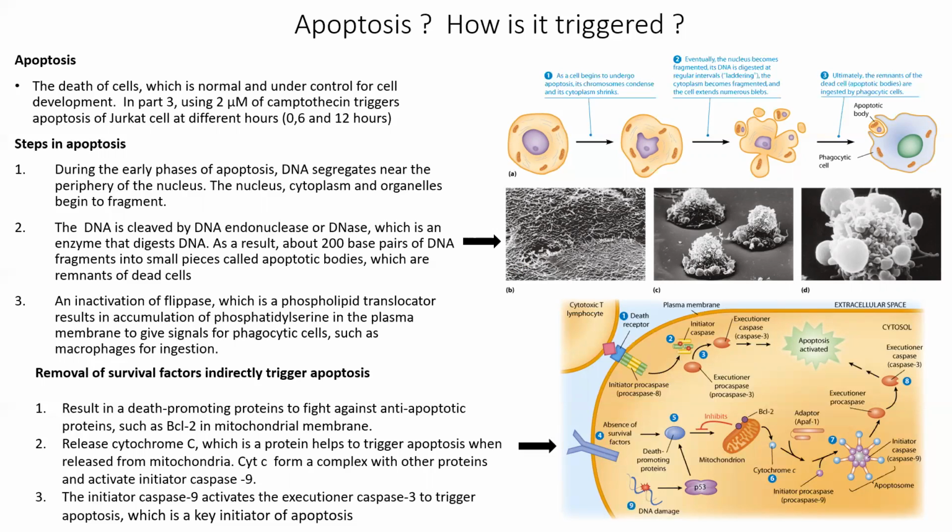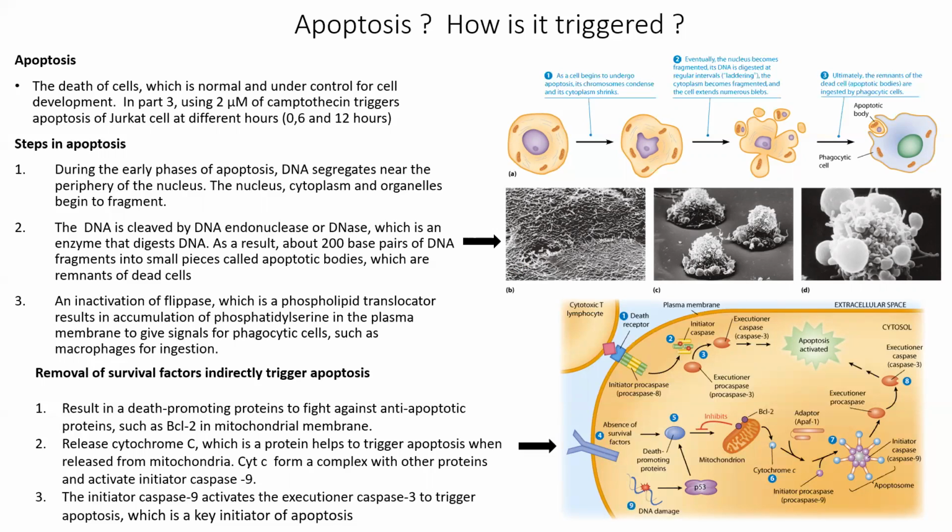Cytochrome C is the protein that triggers apoptosis when released from mitochondria. Cytochrome C forms a complex with other proteins and activates the initiator caspase 9. The initiator caspase 9 will then activate the executioner caspase 3 to trigger apoptosis, which is the key initiator of apoptosis.